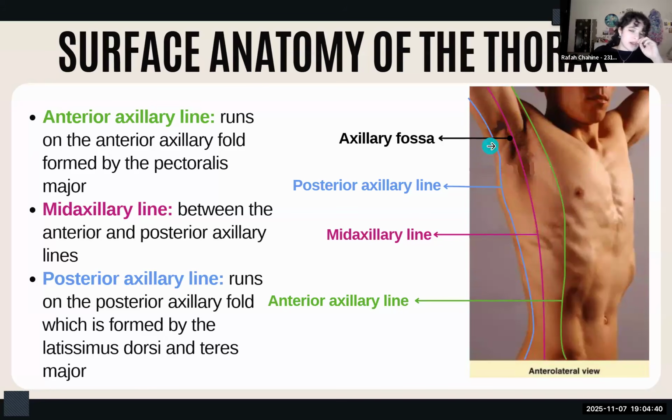Behind this mid-axillary line, we have the posterior axillary line. This is a line that goes down the posterior axillary fold, which is marked by two muscles that you are not going to take in detail in this block. You are going to take them later on in MSK, and those are your latissimus dorsi and your teres major.